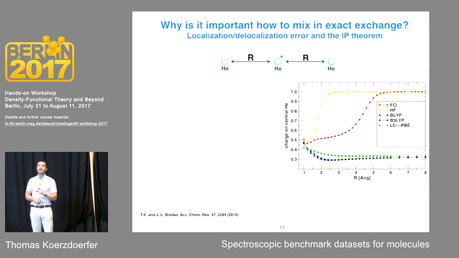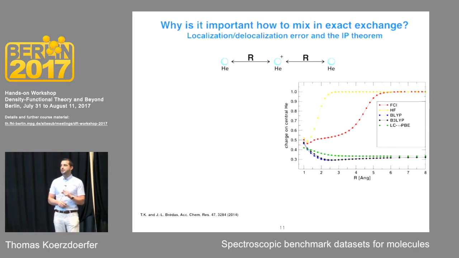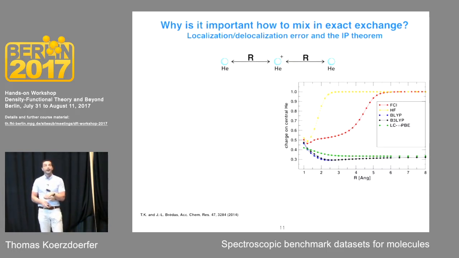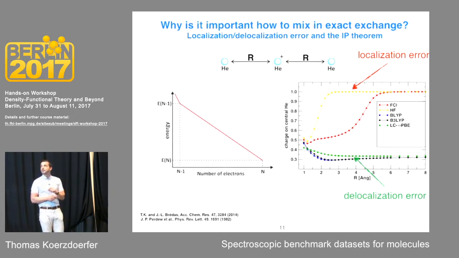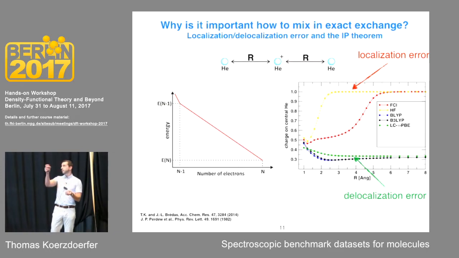Now, how can we understand that? Let's just sit on one helium atom and change the number of electrons on this helium atom. Okay, one helium atom in an empty universe. We know what the total energy should do. This is an old paper by Perdew and co-workers from 1982, very famous. Most of you may know it. You can show that the exact energy of this helium atom, where you change the fractional number of electrons, is a straight line with kinks at integer occupations.